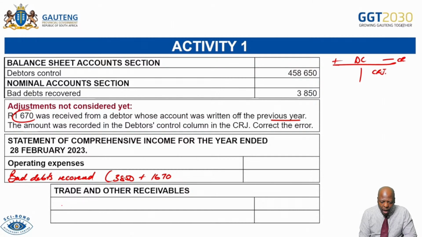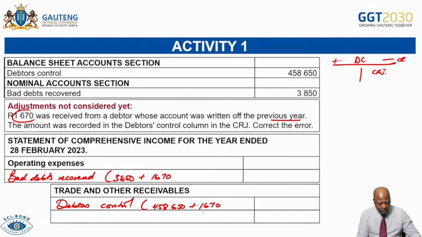And then I would come now to my debtors control. I would now say on my debtors control, the 458,650, that is my debtors control. But I have incorrectly subtracted an amount that was not supposed to be subtracted. So I'm going to come and add it back. That is my 1,670, like that. Okay, that is the quickest way to correct this particular error. Let us go now to the next adjustment.